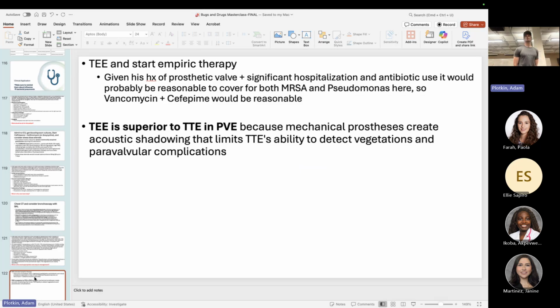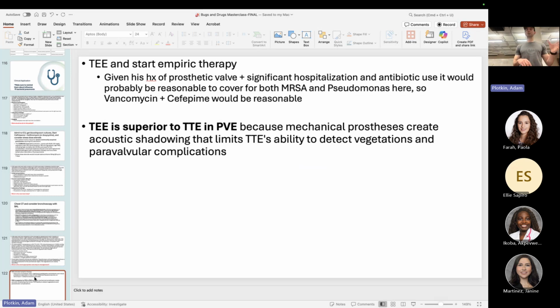Yep. So we need to do a TEE. Whenever you have a suspicion for endocarditis, the TTE is very fast. It's very good for just a quick view, but a lot of the time the visualization is limited. So if we have a suspicion for endocarditis, we've got to get visualization of that vegetation. So we do a TEE that gives us a better view of the backside of the heart, and a better view of the perivalvular region where you can often get abscesses.